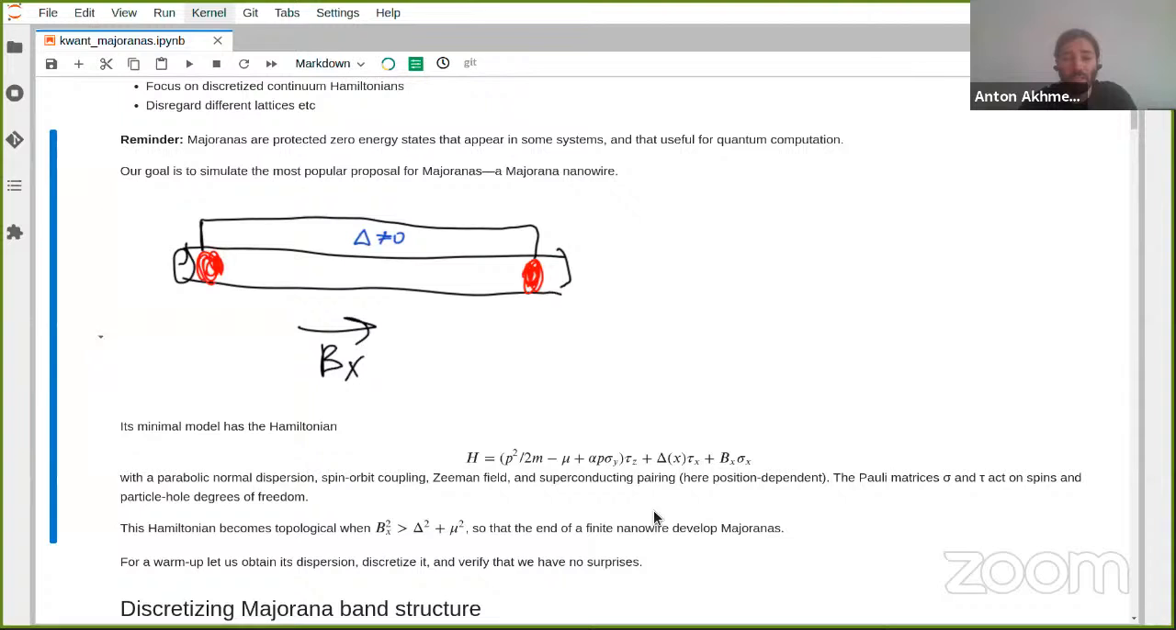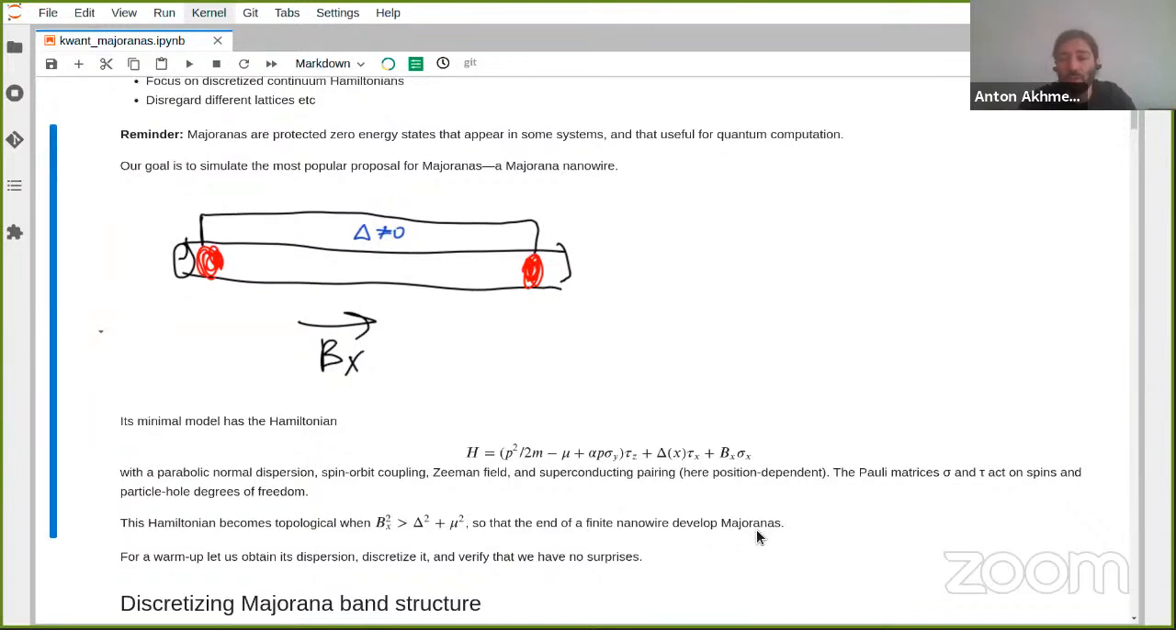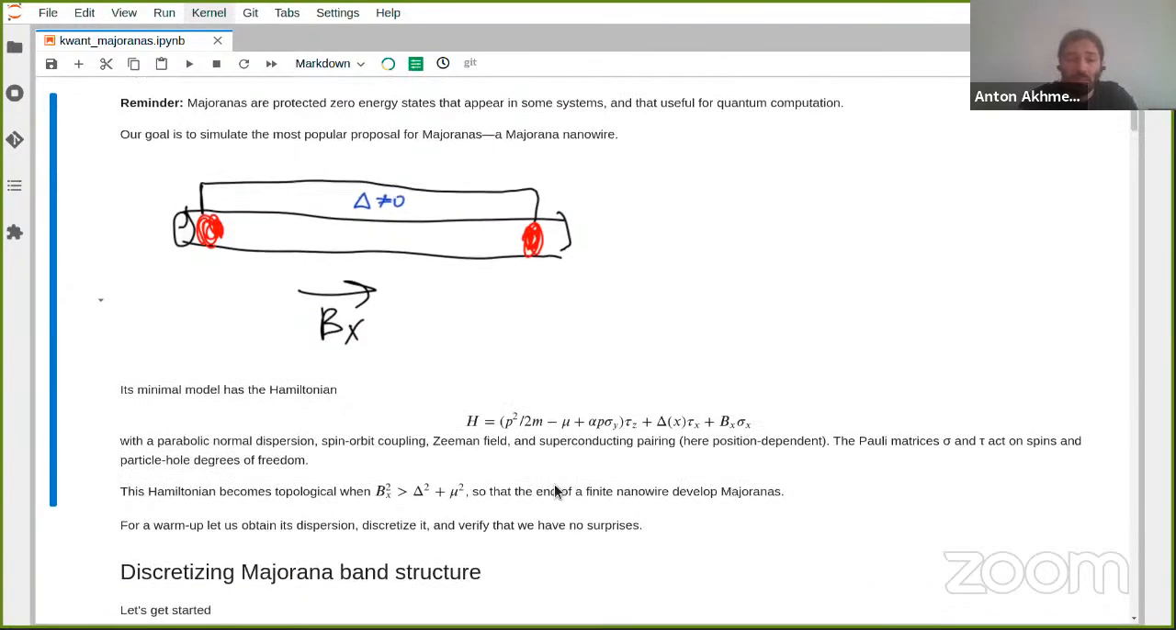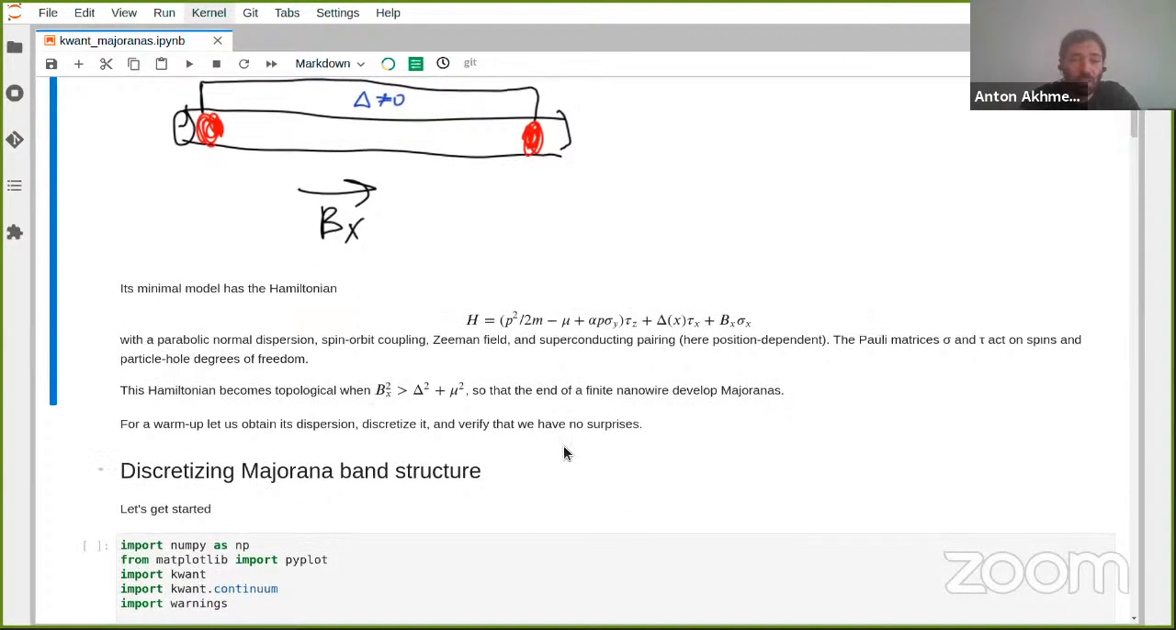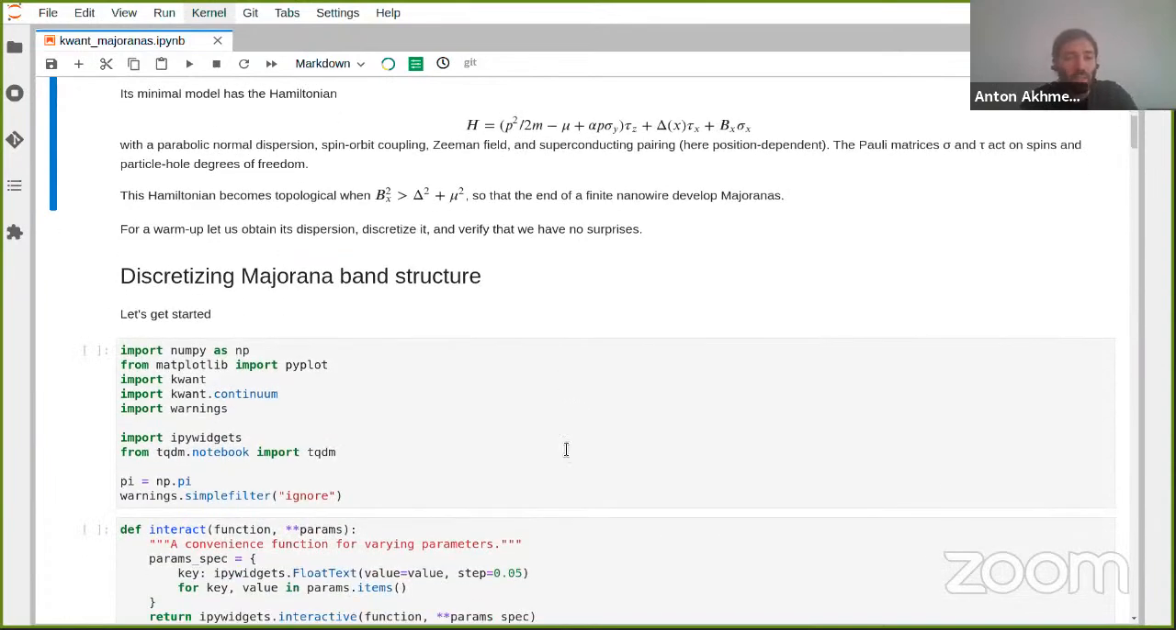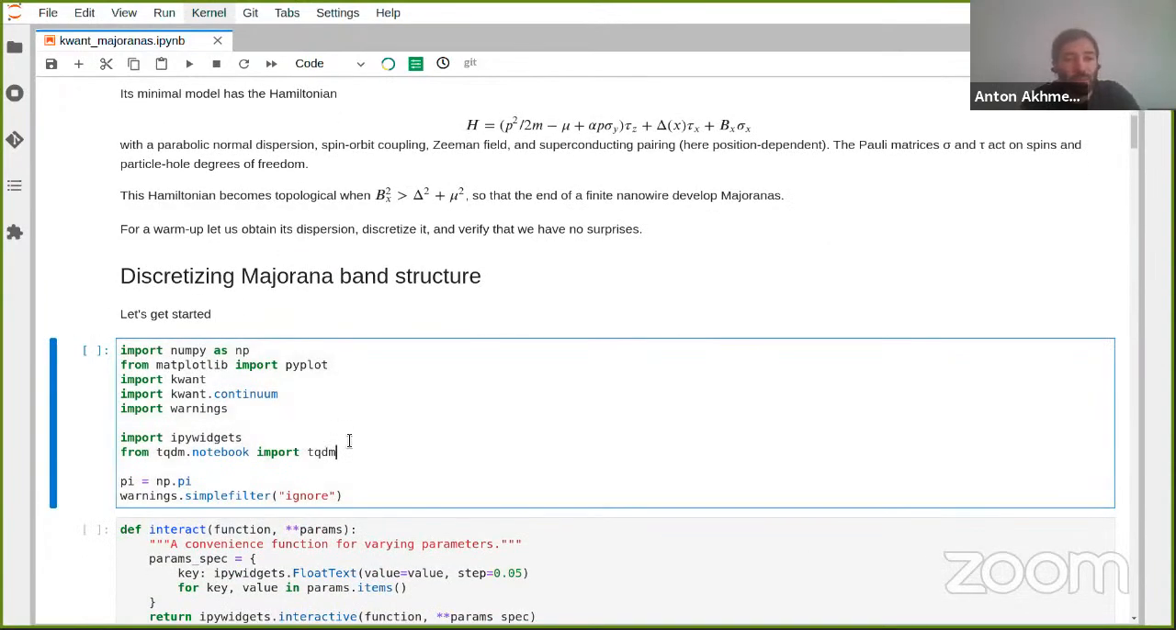This Hamiltonian has a topological phase transition when the magnetic field exceeds the square root of the superconducting gap squared plus the chemical potential squared, and that's when a finite nanowire should obtain Majoranas. So let's start with confirming this.